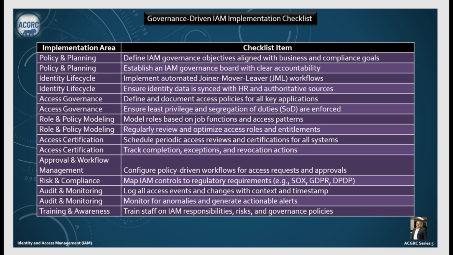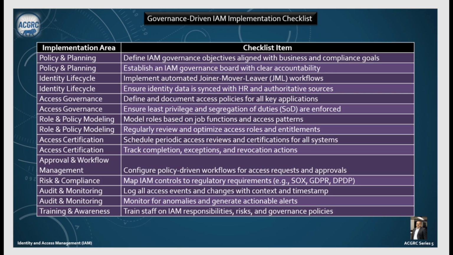Then define and document access policy for all key applications. Then ensure least privilege and segregation of duties are enforced. Once done, model roles based on job function and access patterns, followed by regularly reviewing and optimizing access roles and entitlements. Schedule periodic access reviews and certification for all systems. Track your completion, exception, and revocation action.